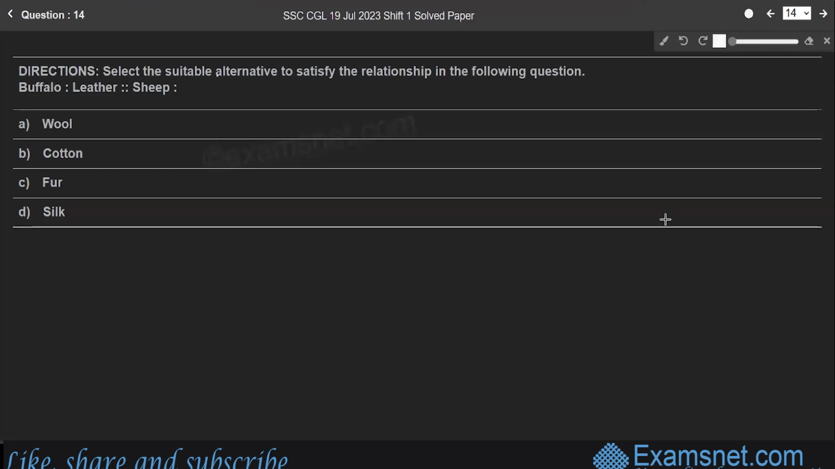Question 14. The direction is to select the suitable alternative to satisfy the relationship in the following question. Here buffalo is related to leather, which means buffalo skin gives us leather, which is stronger and more durable. Similarly, sheep skin gives us wool, to make sweaters and many other things. Therefore, sheep is related to wool. Option A is the right answer.